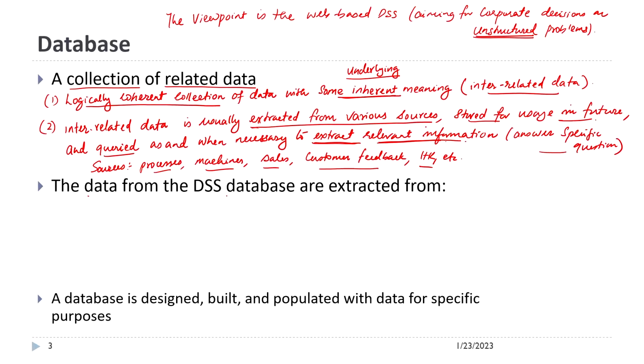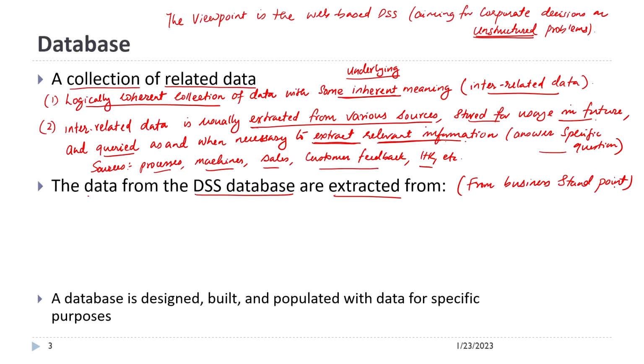So, the second form is the data from the DSS database. Okay. The database we are talking about here is particularly related to the DSS. So, where are the sources of the data? What are the major things? We are looking at it from a business standpoint, from a business angle.